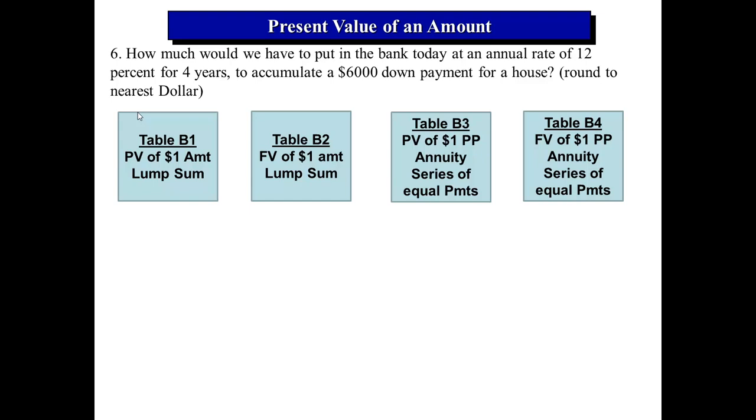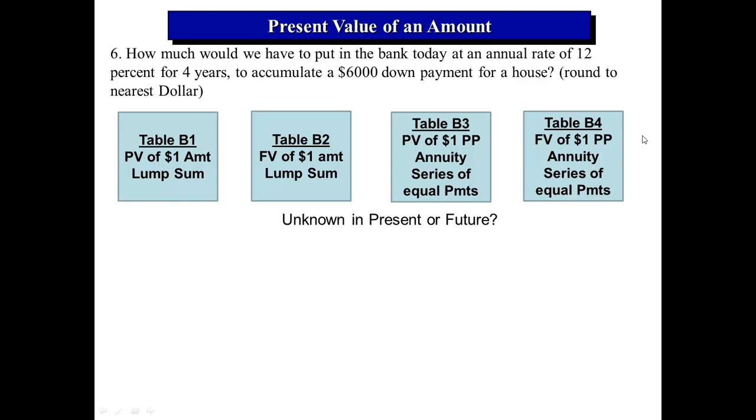Here's another example. How much would you have to put in the bank today at an annual interest rate of 12% for 4 years to accumulate a $6,000 down payment for a house? Now, that $6,000 down payment is going to be 4 years into the future. But I want to know what I have to put up right now and put in the bank in order to get that $6,000.